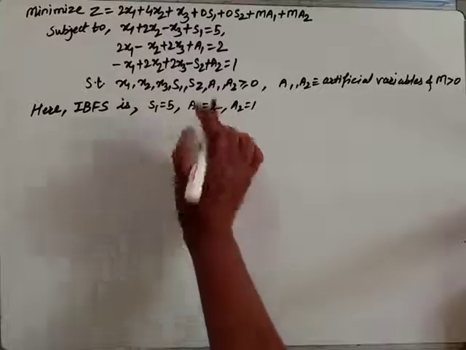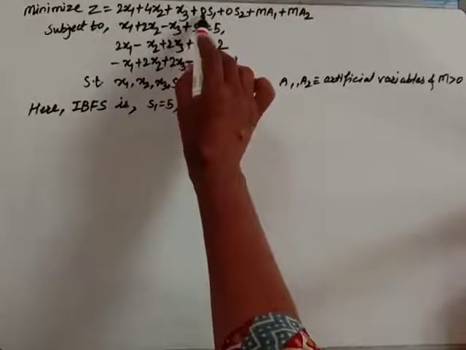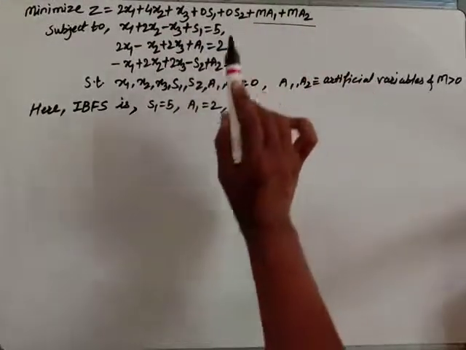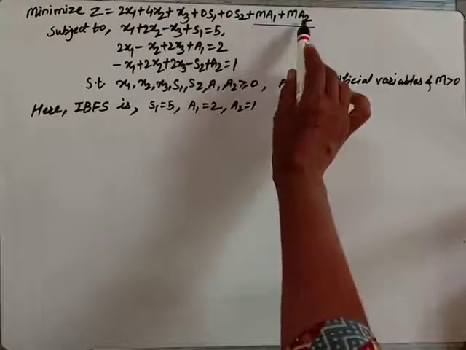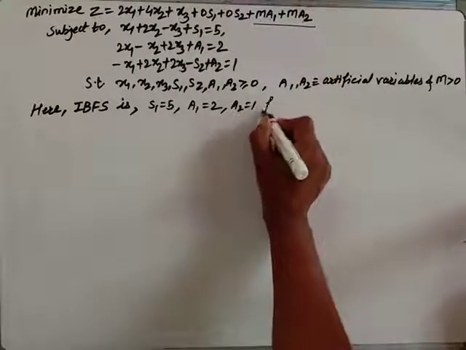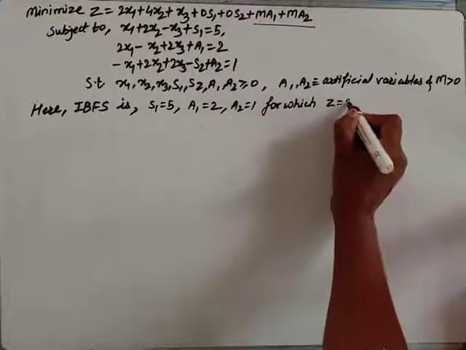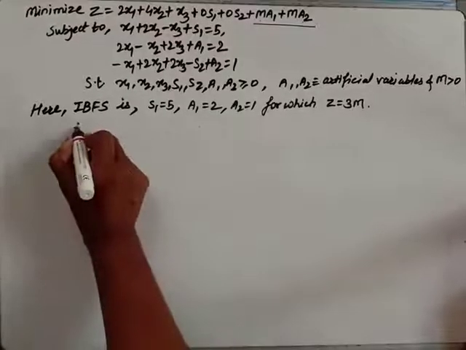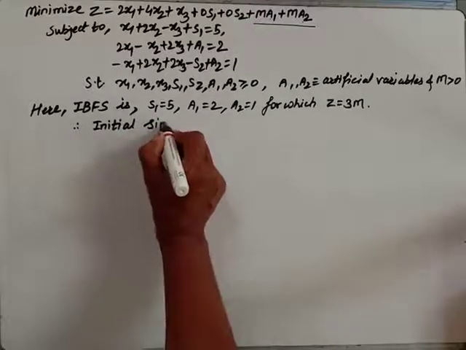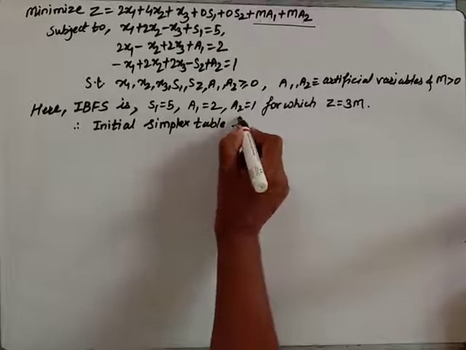Now in the objective function, look at it, these are 0, s2 is 0, s1 is 5 but its coefficient is 0. So this gives us value 0, but the artificial variables will give a non-zero value. So a1 is equal to 2, a2 is equal to 1, so here 2m plus 1m. It will be 3m, for which z is equal to how much? 3m. Therefore, the initial simplex table is, what does that table look like?